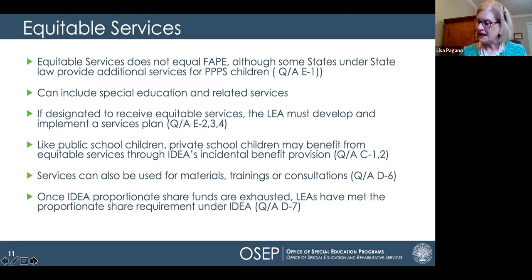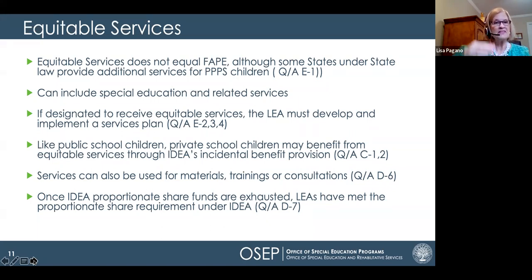I did want to point out that there's this thing that we call incidental benefit in IDEA, and it's basically a concept that allows children other than the specific child with a disability to receive some type of incidental benefit. They're not the focus of the service or the focus of the support, but they may receive some incidental benefit from the service that's being provided to the child with a disability. So just like public school children who can receive an incidental benefit from the special ed services that are provided to a child in a classroom, so may private school children also receive an incidental benefit.